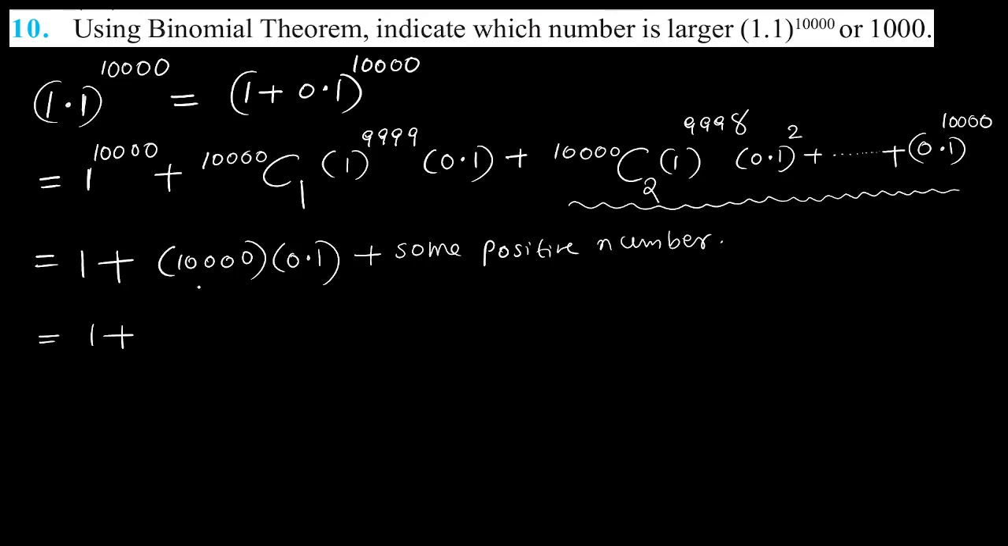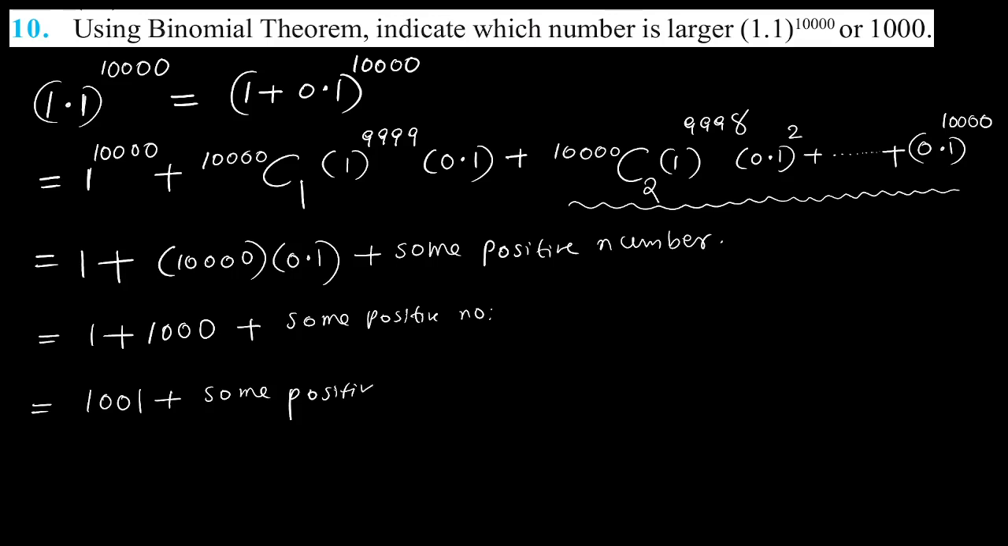1 plus 10,000 into 0.1. What is this? Tell me. 10,000 into 0.1 is what? 1,000. Plus some positive number. So 1,000 plus 1 will be 1,001, plus some positive number. Clearly, without any doubt, you can write it is greater than 1,000.